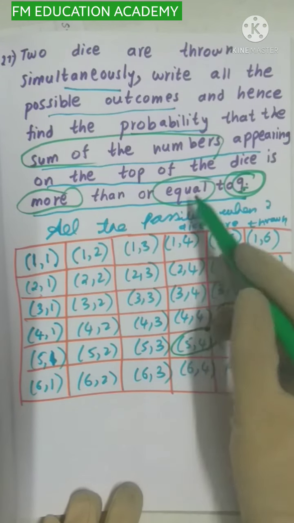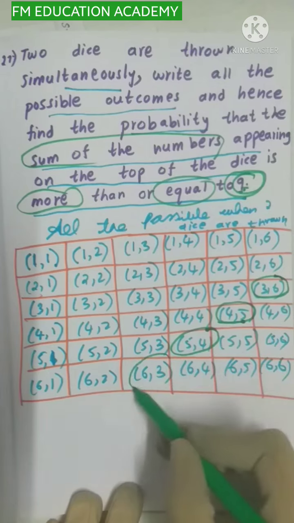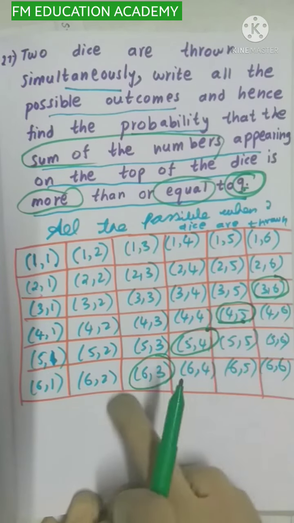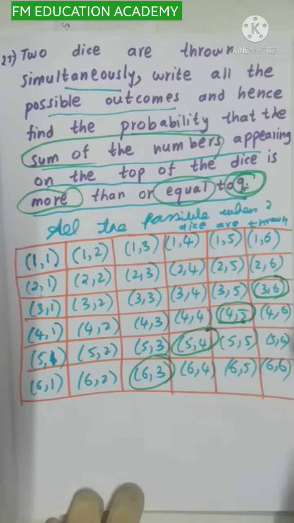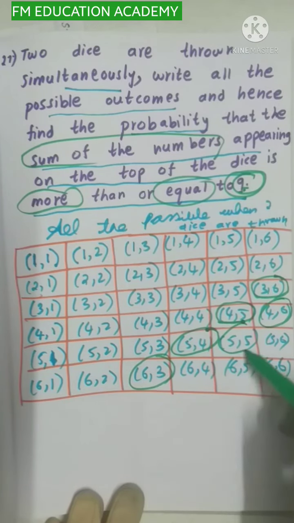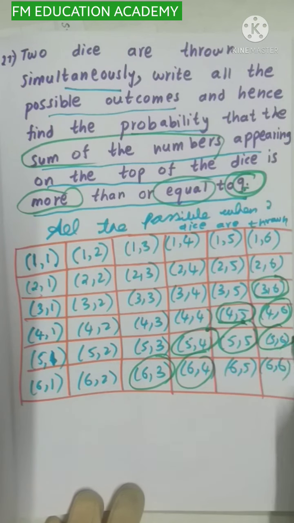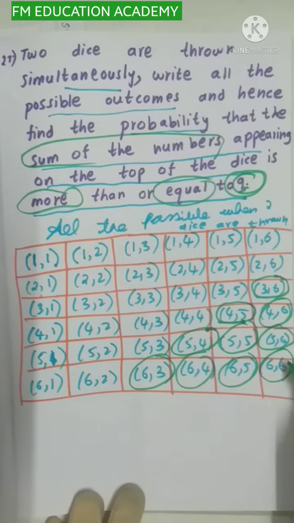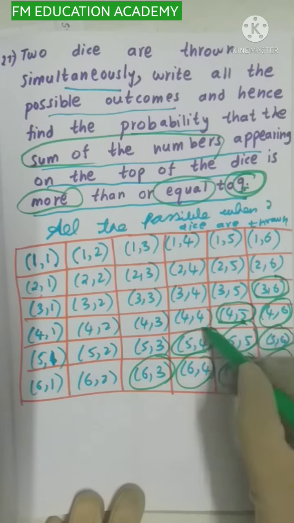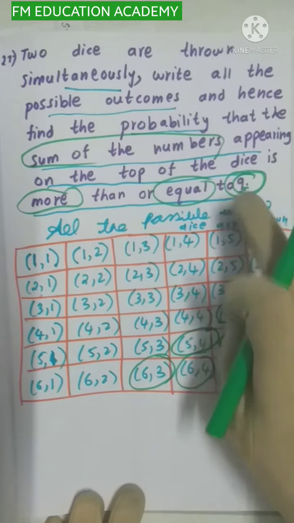Equal or more than it is telling, and also here we have 3 plus 6 is 9, 6 plus 3 is 9. All these will give us sum as 9. See, 3 plus 6 is 9, 4 plus 5 is 9, 5 plus 4 is 9, 6 plus 3 is 9. Then 4 plus 6 is 10, 5 plus 5 is 10, 6 plus 4 is 10. 10 is also more than 9. Then 5 plus 6 is 11 and 6 plus 5 is 11. 11 is more than 9. Then 6 plus 6 is 12, 12 is more than 9. So these are the favorable outcomes which give us sum more than or equal to 9.